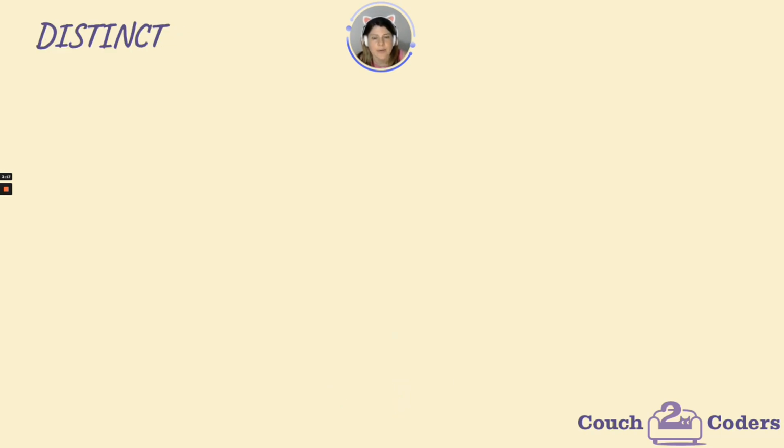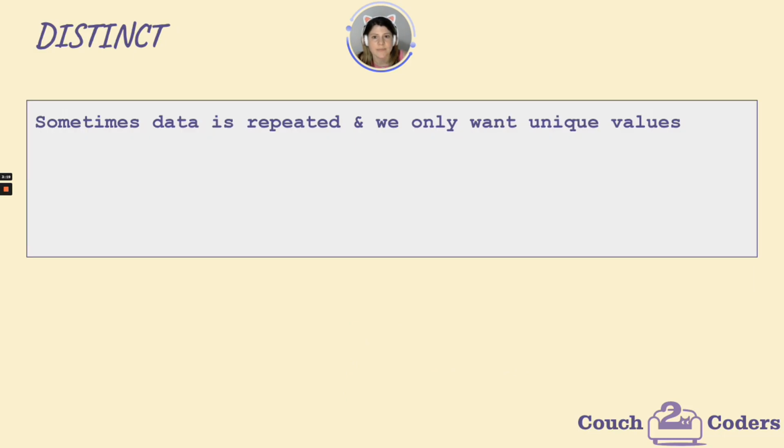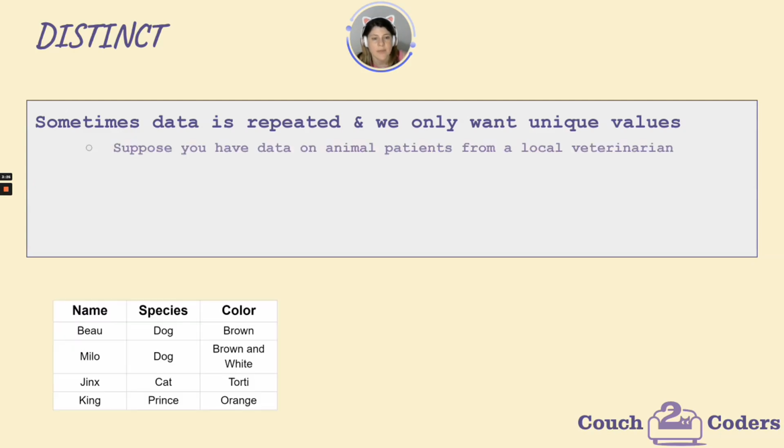Let's go into an example using a toy data set. So as we know, sometimes data is repeated and we only want unique values. For example, suppose we have data on animal patients from a local veterinarian hospital. And this is our table right here in this bottom left-hand part of the screen. We have name, we have species, and we have color.